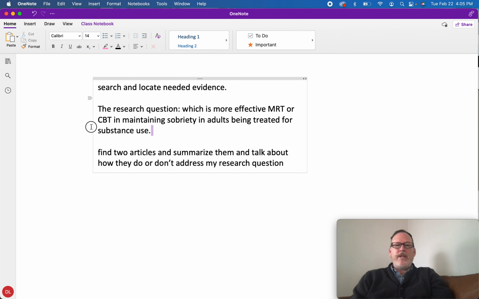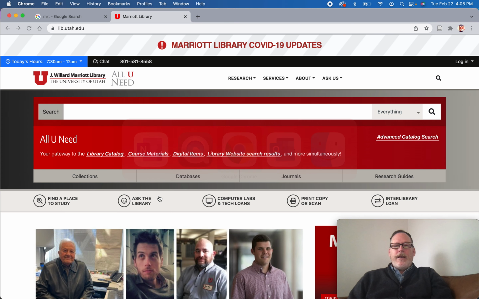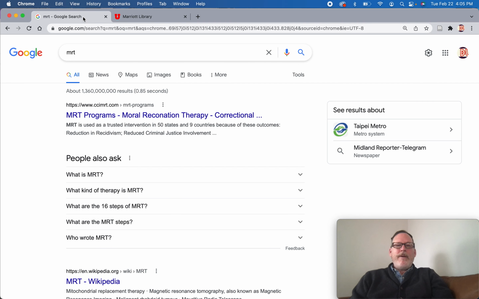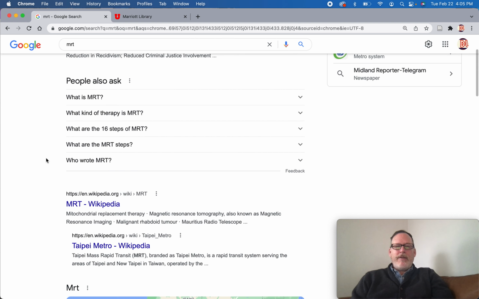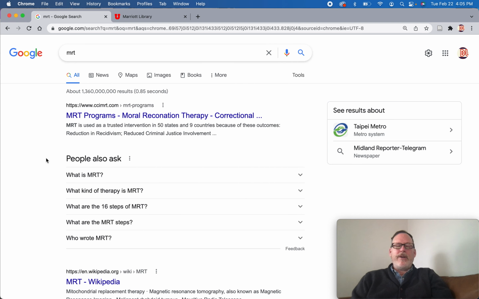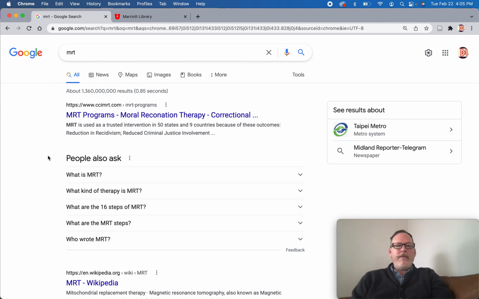So first we'll do this one, and then I'll give you some tips along the way of how you can summarize them and talk about how they work. First thing, I hadn't heard of MRT, so I had to look that up. Moral reconation therapy. That doesn't sound right. I've never heard of reconation, but it must be the real deal because it's talking about prison populations. So that must be a good one.